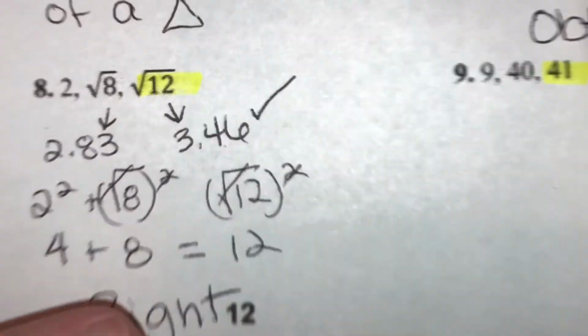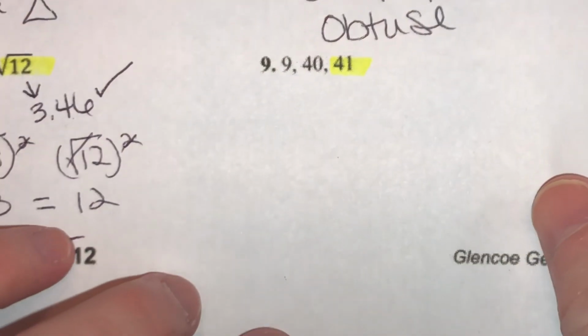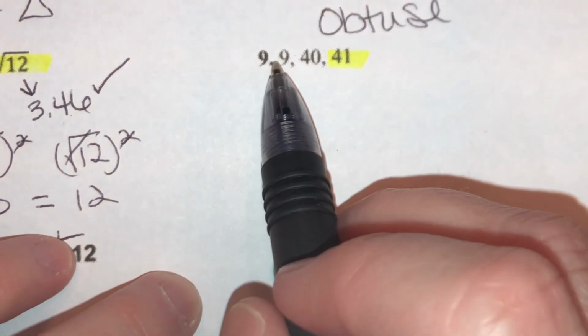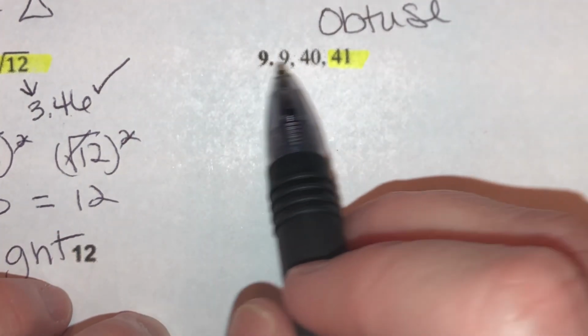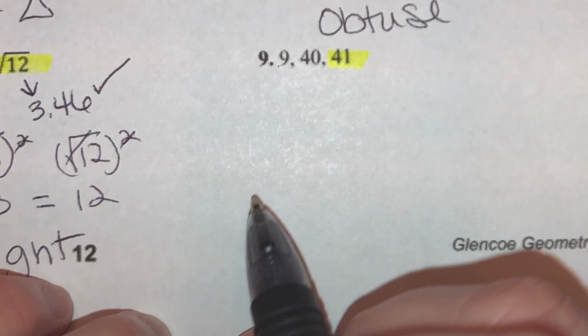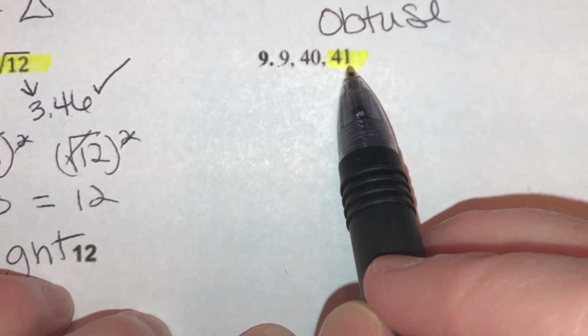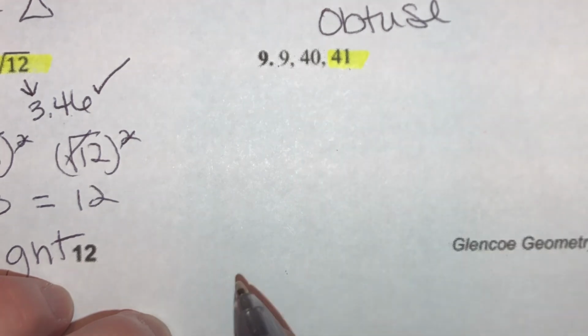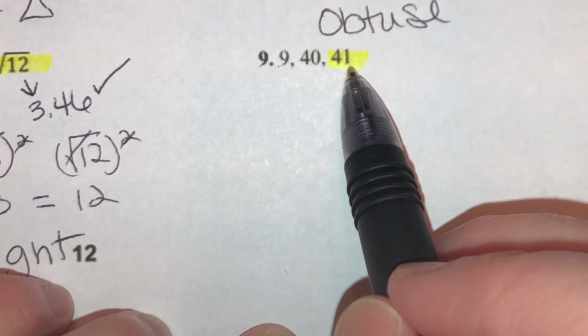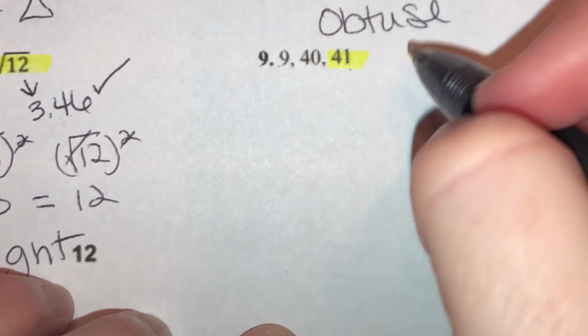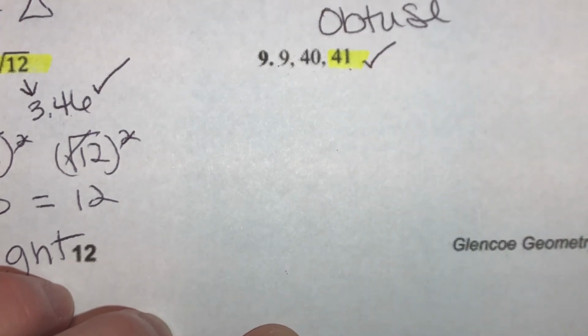And then lastly, number 9. When I add 40 and 9, they add up to a number bigger than 41. 49 is bigger than 41. When I add 9 and 41, that's 50. 50 is bigger than 40. And when I add 40 and 41, that's 81, which is bigger than 9. So yes, these can all be sides of a triangle.